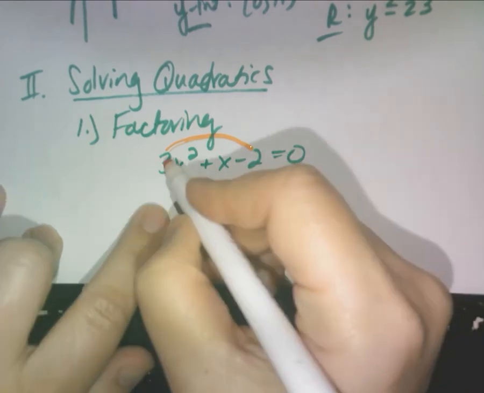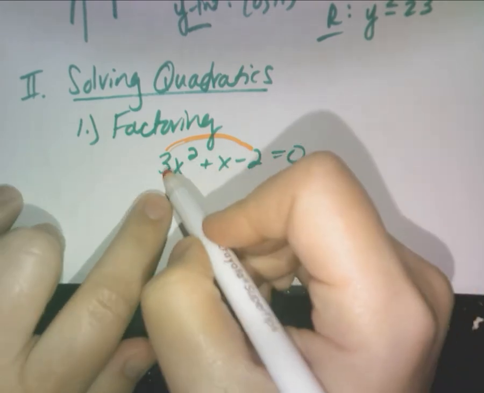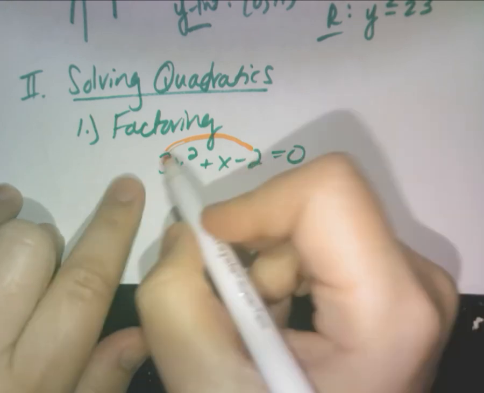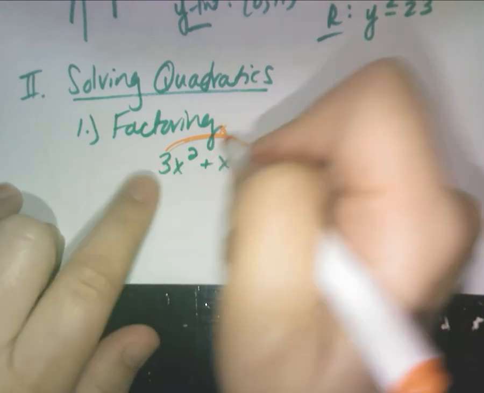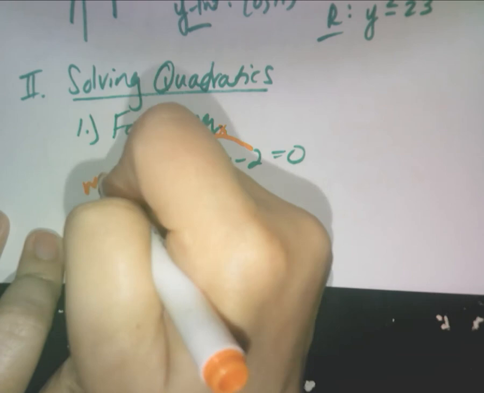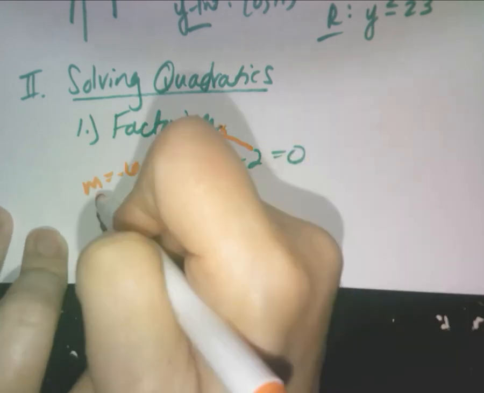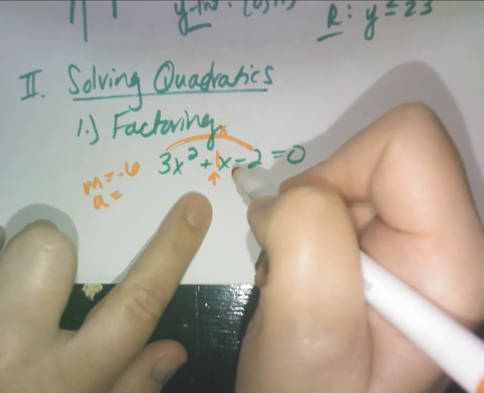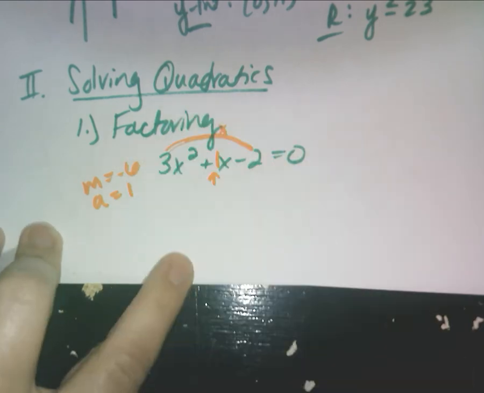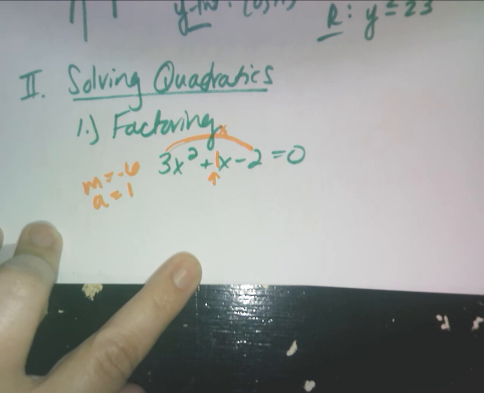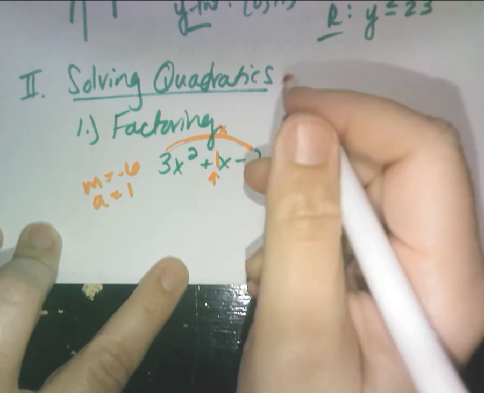And I do what's called a rainbow, and you do 3 times negative 2. You multiply these two together. What's 3 times negative 2 make? And then the middle is what you want it to add up to. So you want it to add to a 1, right? You all agree? Can you think of two numbers that multiply to negative 6 but add to a 1? Negative 3 and 2. Negative 2 and 3.